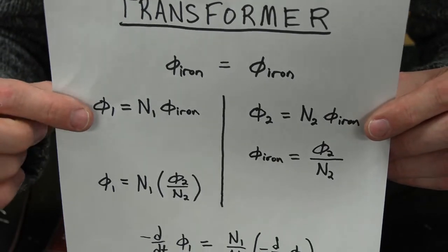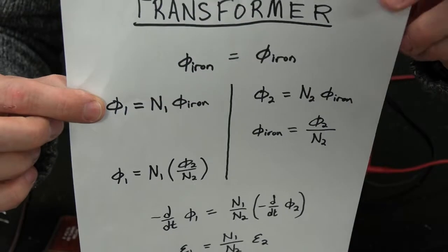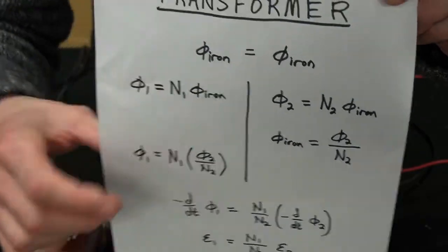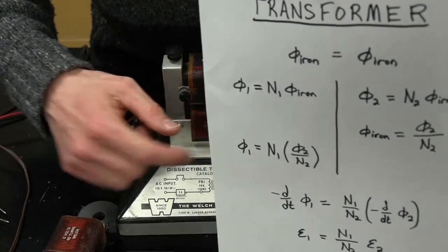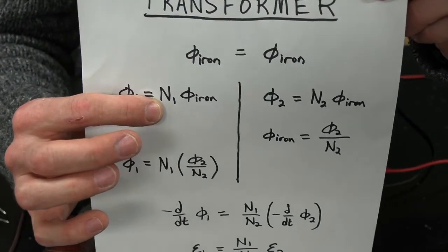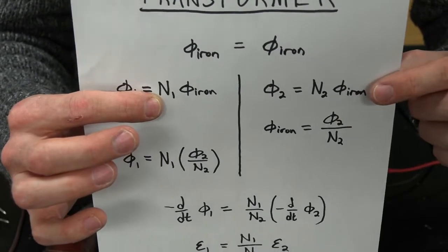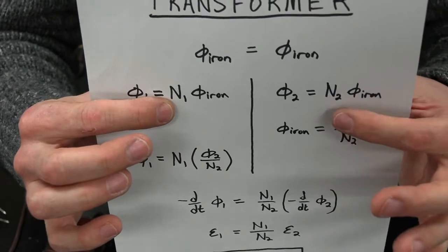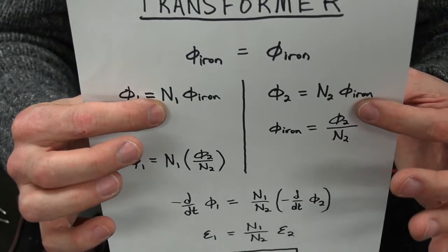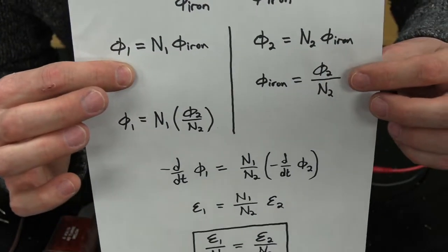But on one coil, the first coil, the total flux is the magnetic flux in the iron times how many wire turns there are. Because there are 800 turns here, the total flux will be 800 times the flux in the iron. And on the other coil, the secondary coil over here, the total flux will be the total number of wire wraps here times the flux in the iron. Now, again, the flux in the iron is the same in both coils.